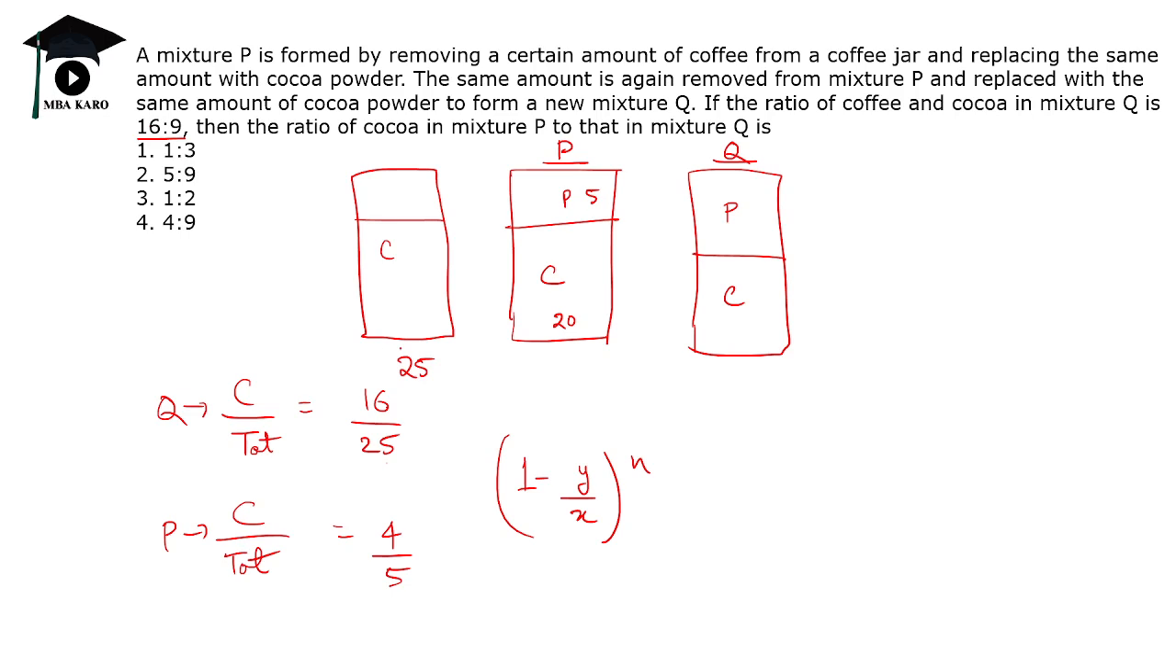Initially everything was coffee, so 25 was entire coffee. Now after two transactions it is 16 ratio 25, so 16 ratio 9, right? So total is 25, this is 16 ratio 9. So the answer is 5 ratio 9, 5 parts of cocoa powder in mixture P and 9 parts here. So 5 ratio 9. So just remember that it is 1 minus y by x raised to the power n.